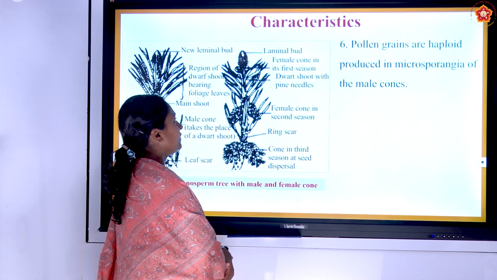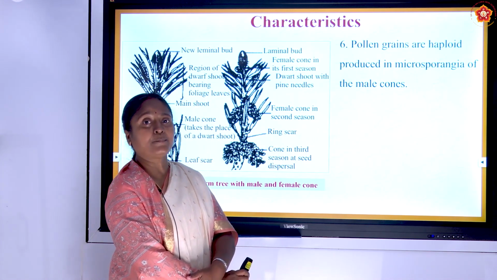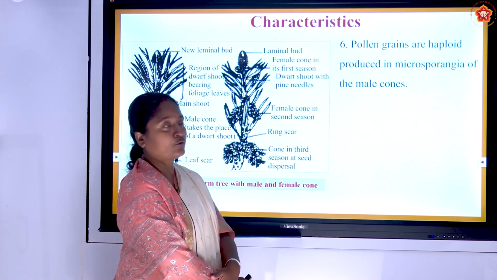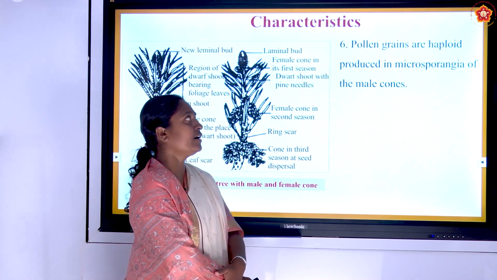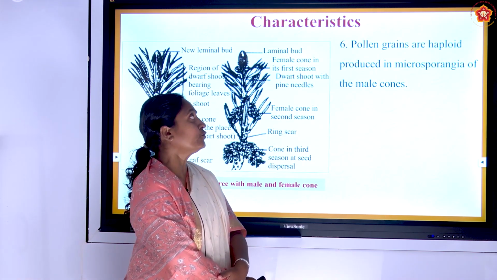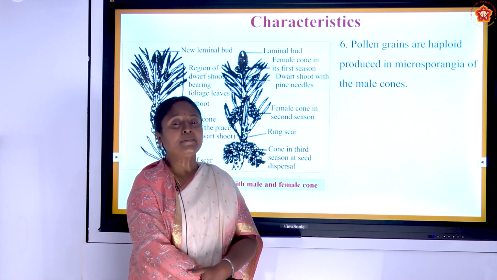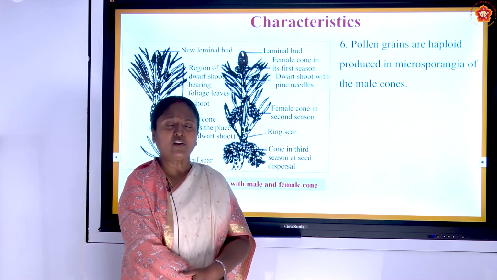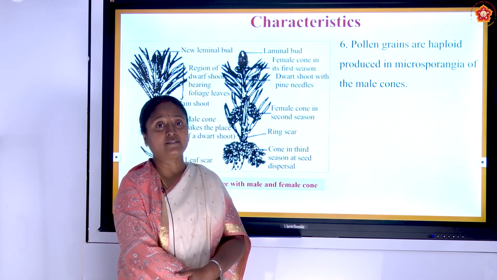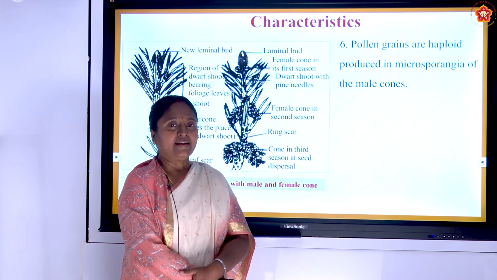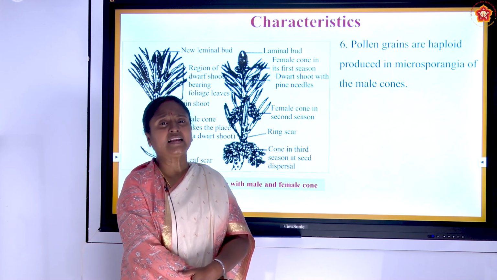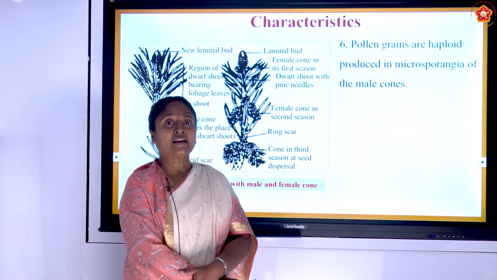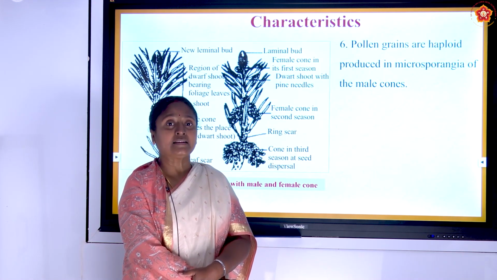Now, when pollination occurs, when the pollen grains start being produced, the pollens are produced in the male cones, which are haploid in nature. They are produced in the microsporangia of the male cones. These pine pollens are yellow in color. When these plants are producing pollen grains, the pollen grains will shed, and you can see the entire environment covered with yellow dots. So it looks like the sulfur which is present in the chemistry labs.